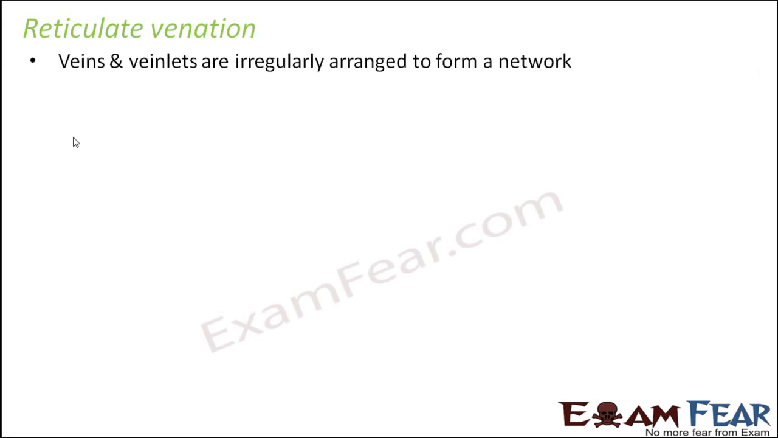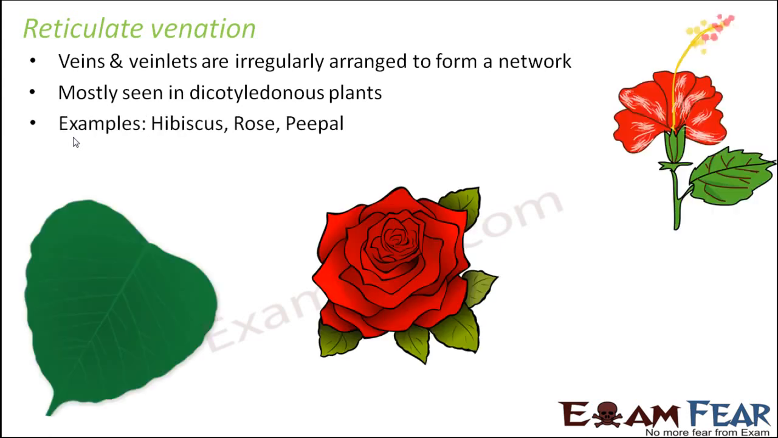So what is reticulate venation? Let us have a look. Here veins and veinlets are irregularly arranged to form a network. As I said, on the leaf blade, these structures, veins and veinlets, will be haphazardly present anywhere. It is not in a specific pattern. It is generally seen in dicotyledonous plants, the plants with two cotyledons, right? For example, hibiscus, rose, peepal are some examples of plants where we see reticulate venation.